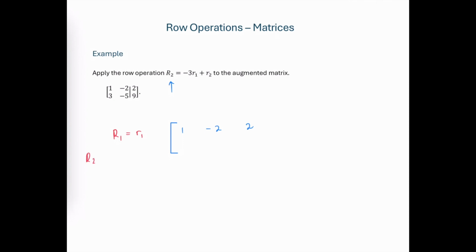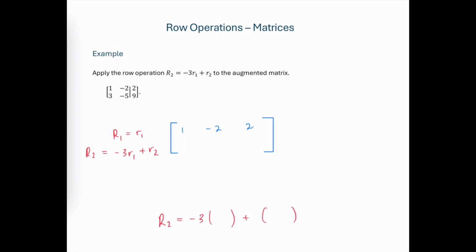Now we're going to create a new row 2 by taking -3 times old row 1 and adding that to old row 2. And if needed, we can open that row operation up, which might make our calculations a little easier. To get our first column element, we're going to use the first column from the previous iteration.